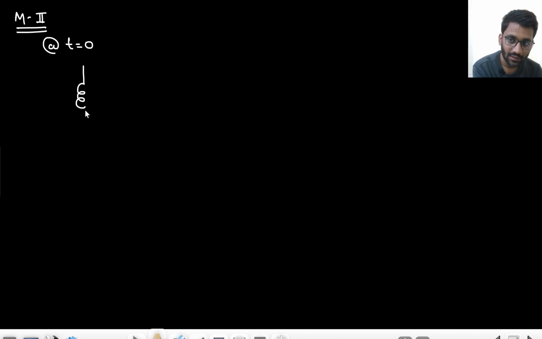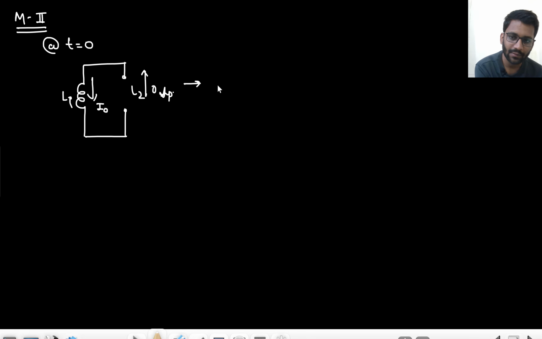So what I will say, at t equals 0, the inductor doesn't allow instantaneous change in the current, but here it will change. So this is L1, this is L2, this is saying I naught, and this is saying 0 ampere. KCL invalid. So what will happen? Flux conservation.